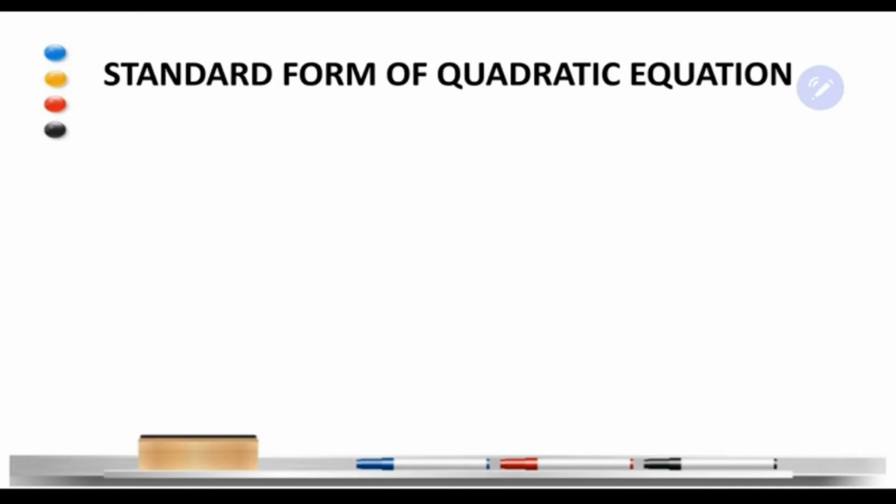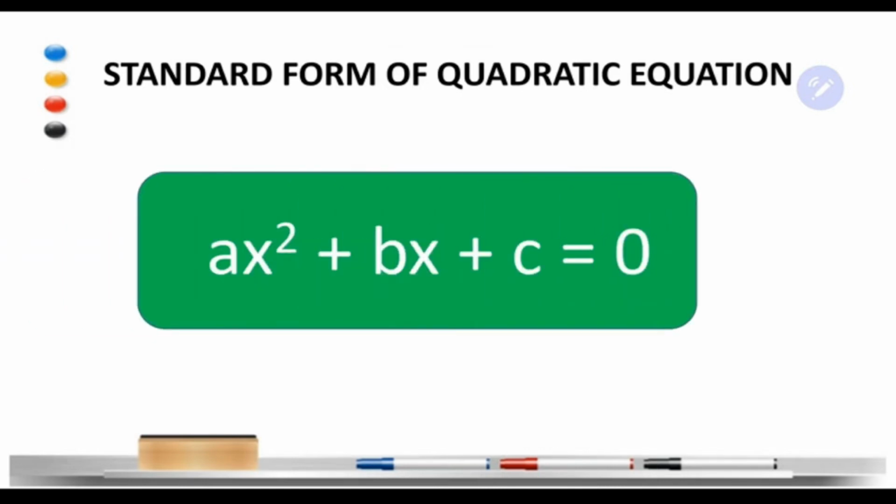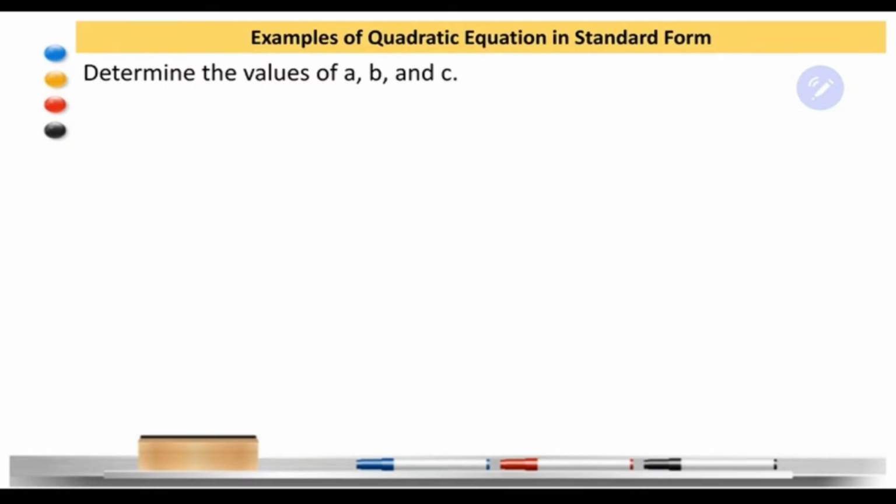Okay, let's proceed with the standard form of quadratic equation. The standard form of quadratic equation is ax squared plus bx plus c is equal to 0. I have here examples of quadratic equation in standard form. So we're going to determine the values of a, b, and c.